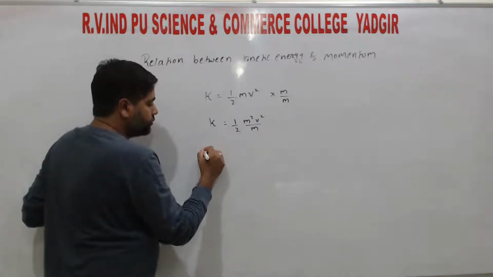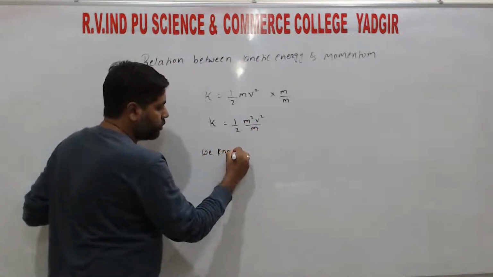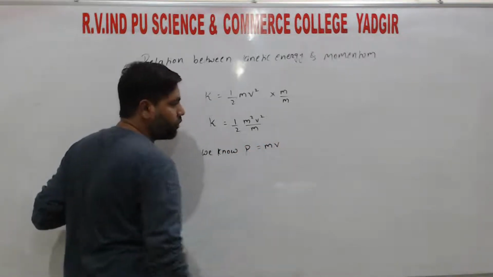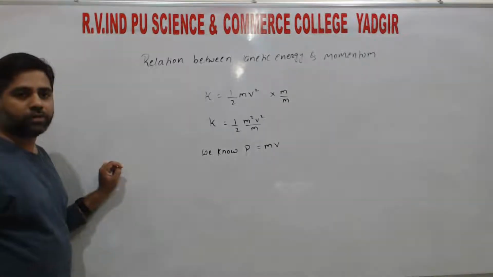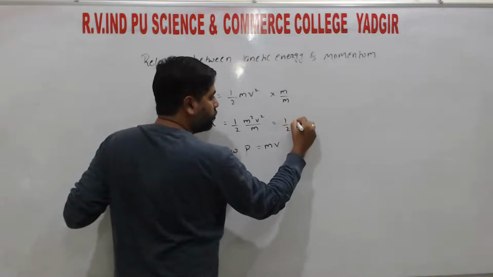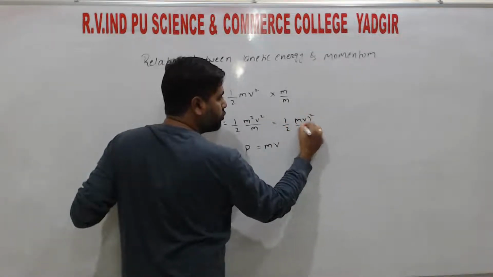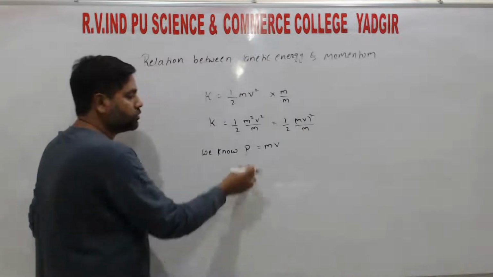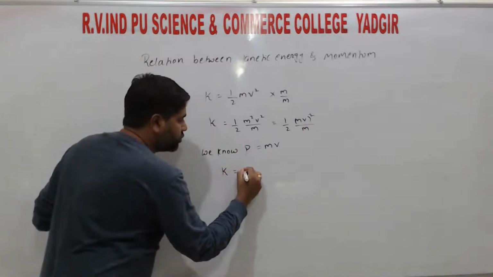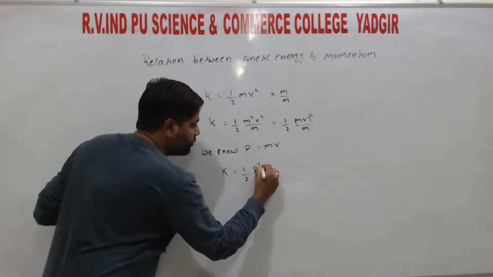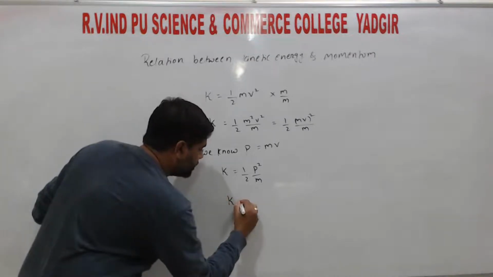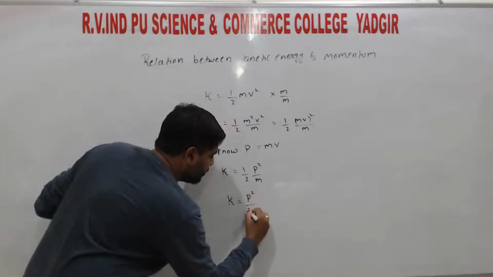We know momentum is denoted by p, which is the product of mass and velocity of the object. So substitute here: we can write 1 by 2 (mv) whole square divided by m. Substitute mv by p, so we get K equals half p square divided by m. This is the relation between kinetic energy and momentum.